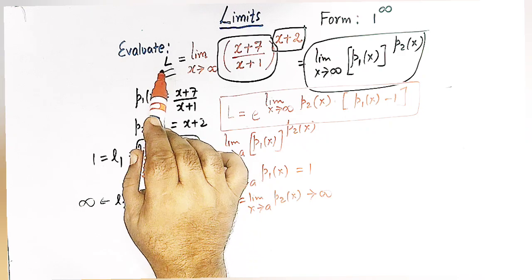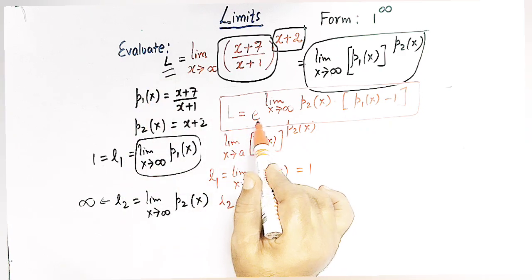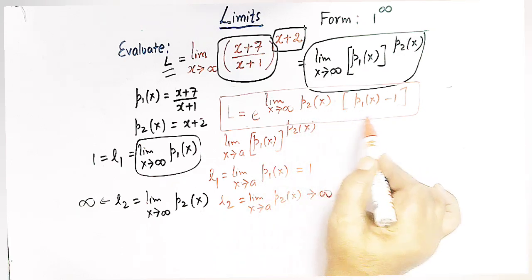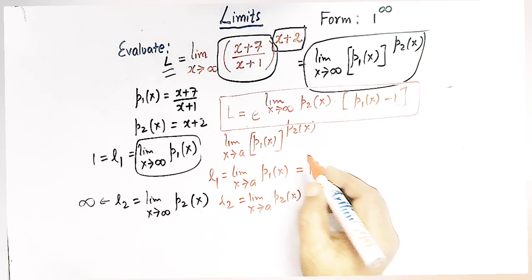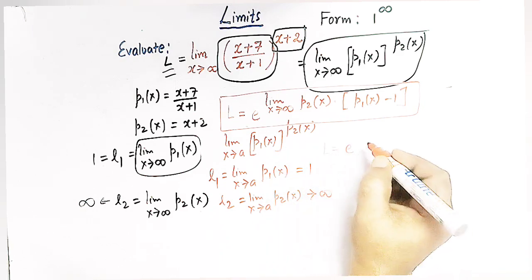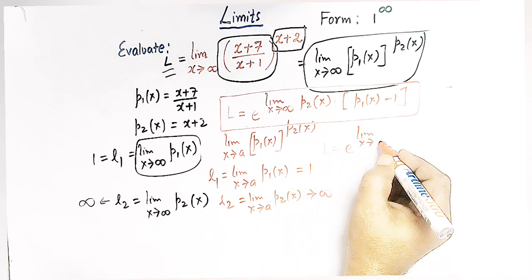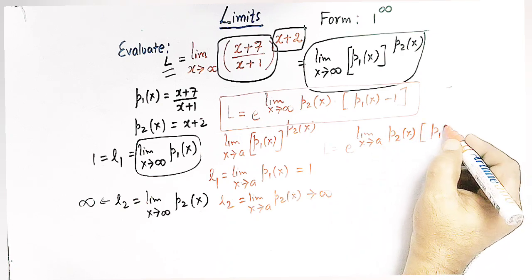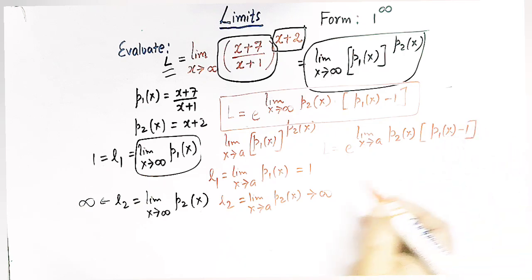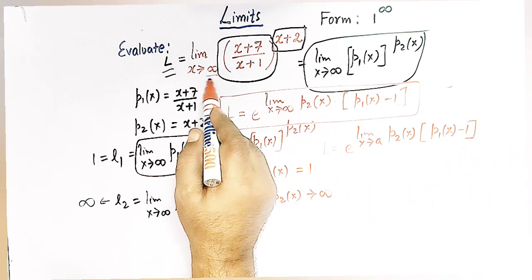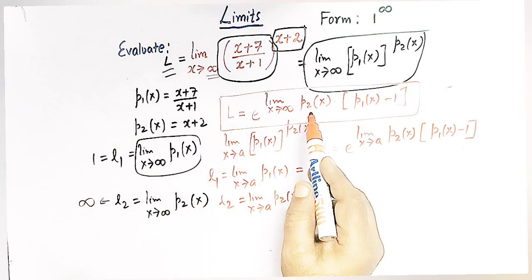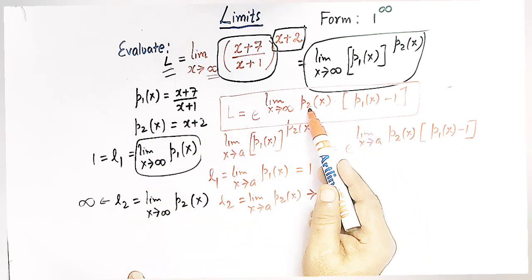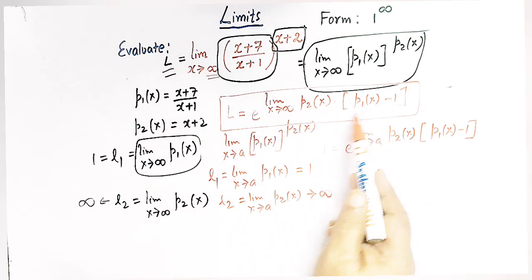So the value of the limit L is equal to e raised to limit x tends to infinity, p2(x) multiplied with p1(x) minus 1. In general we can also write e raised to limit x tends to a of p2(x) multiplied with p1(x) minus 1, and here our a is infinity. So let us now substitute the values of p1(x) and p2(x) in this expression.